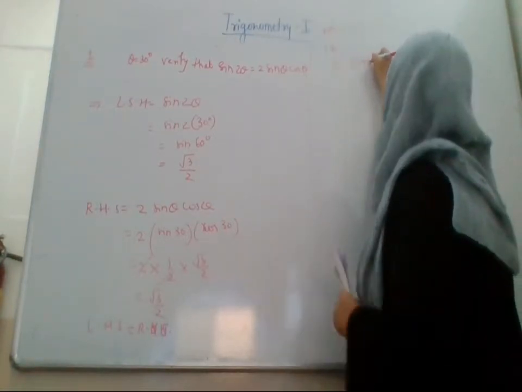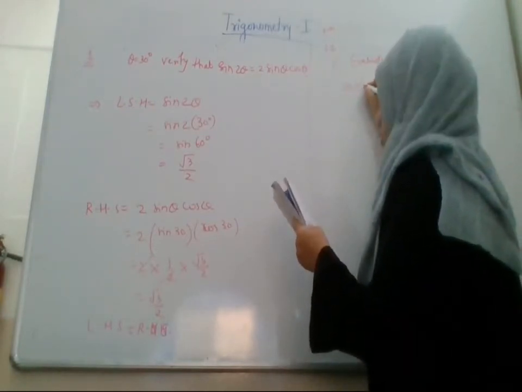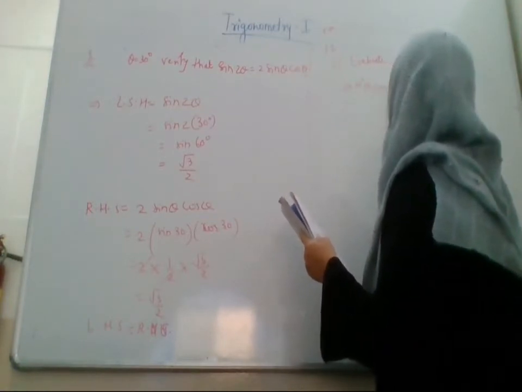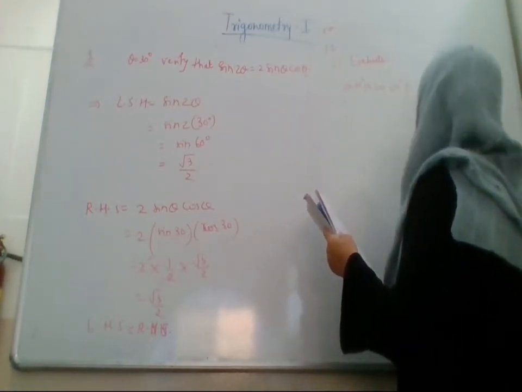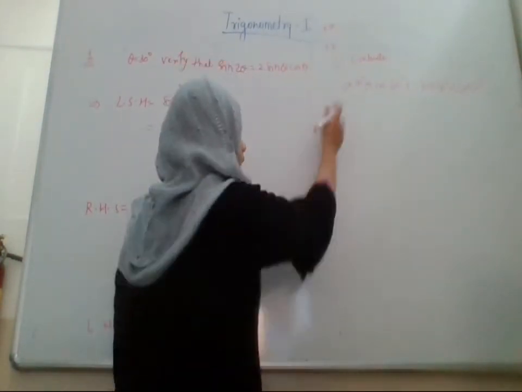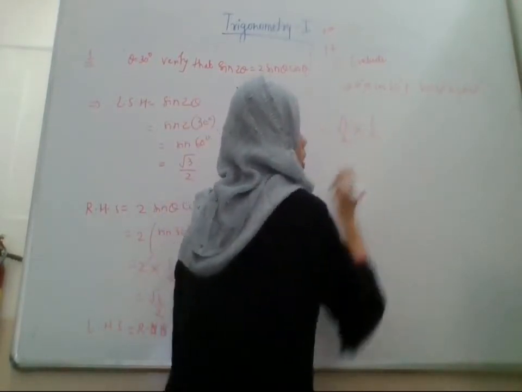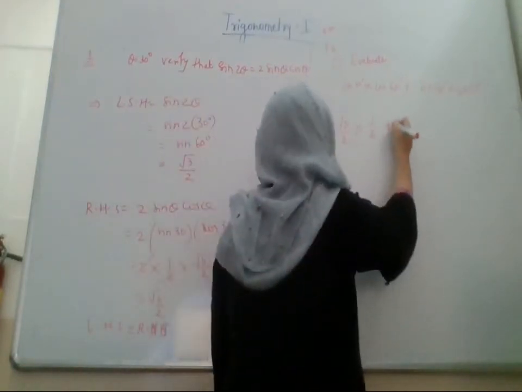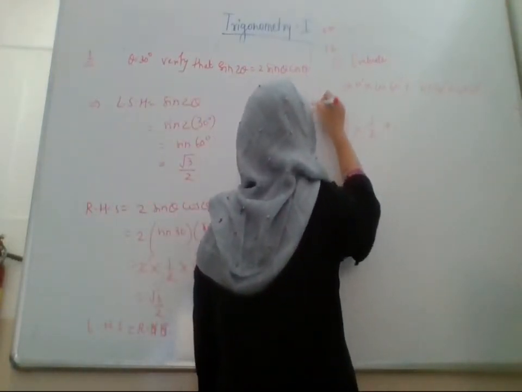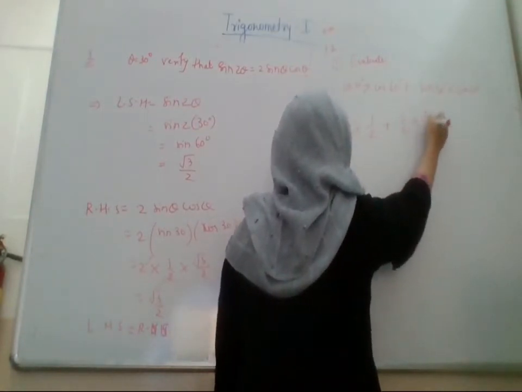Evaluate cos 30 degree into cos 60 degree plus sine 30 degree into sine 60 degree. So we have to evaluate this expression. We know that cos 30 degree is equal to root 3 upon 2, into cos 60 degree, which is equal to 1 upon 2. Right? Plus sine, I am directly solving this. Sine 30 is 1 upon 2 and sine 60 is root 3 upon 2.